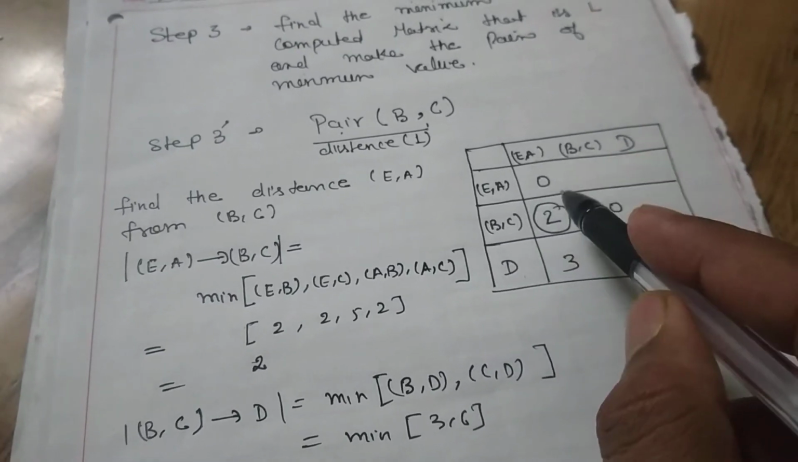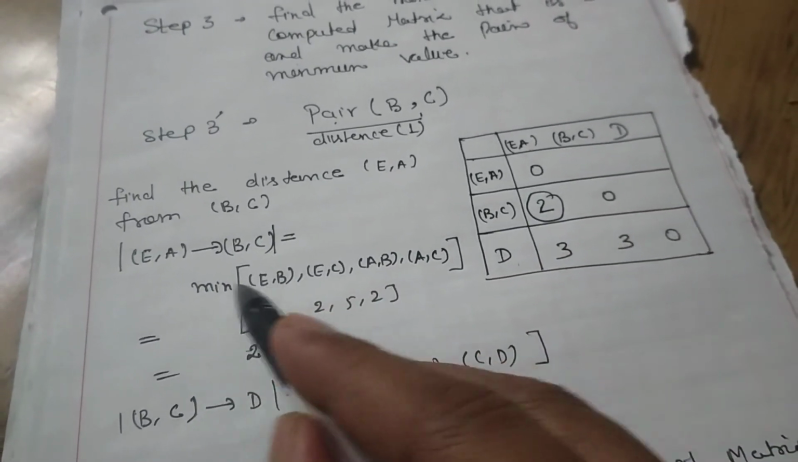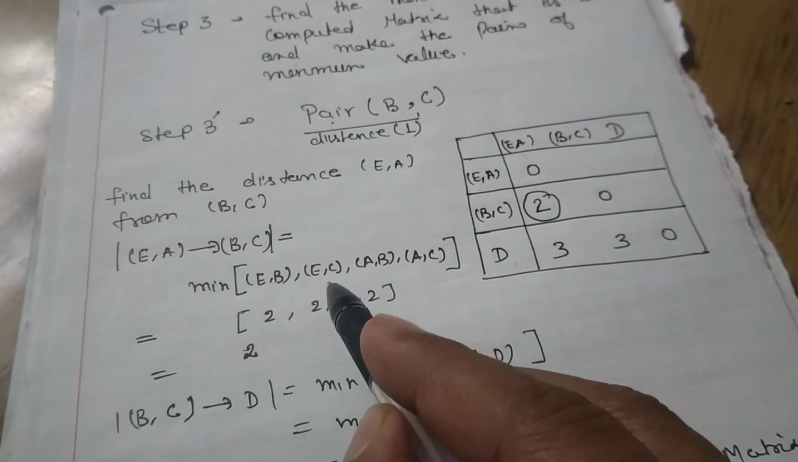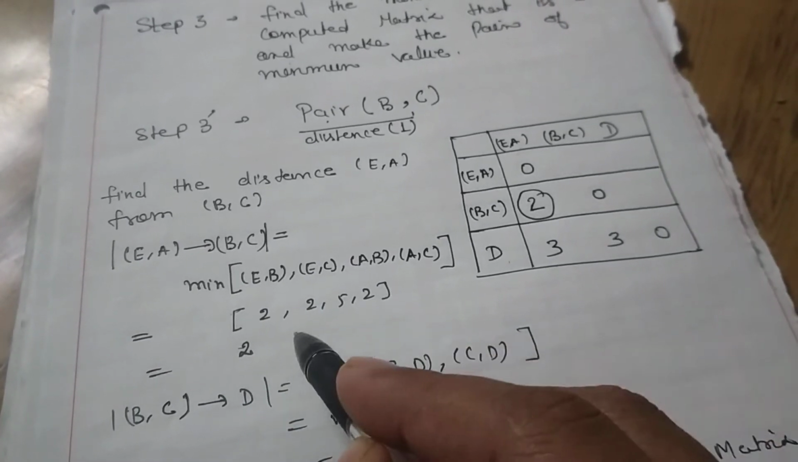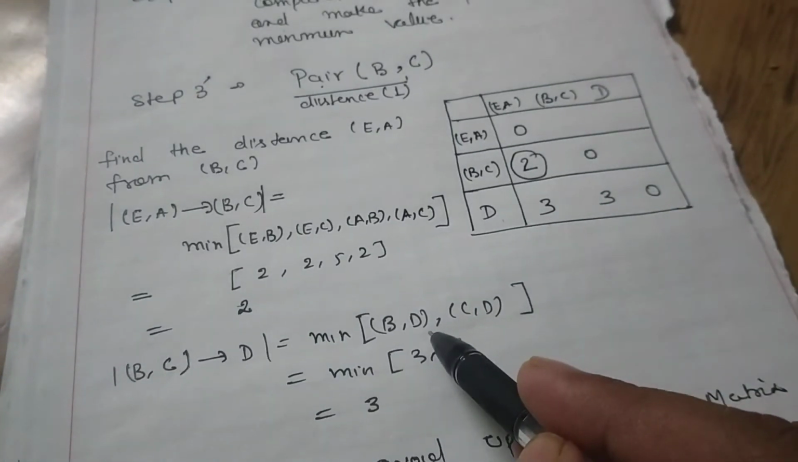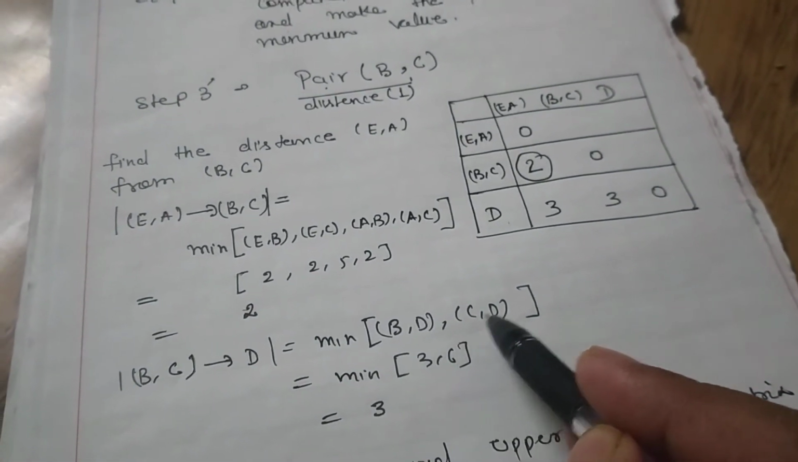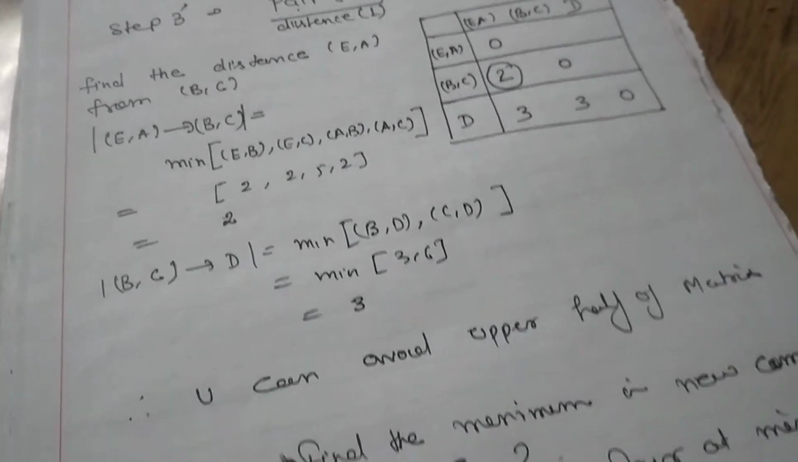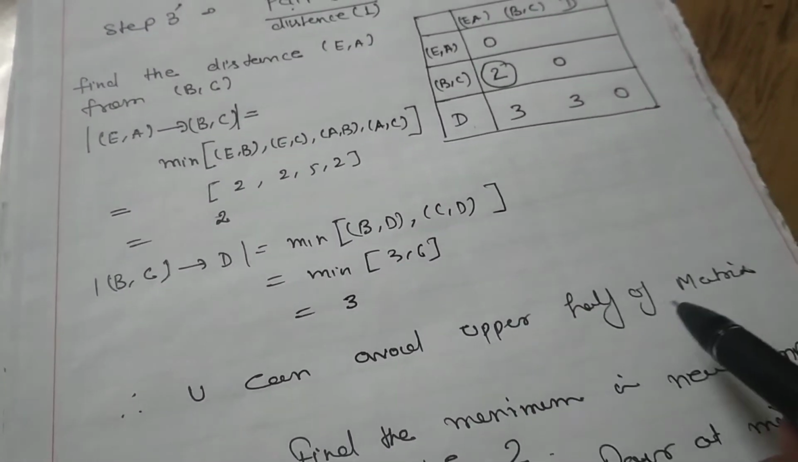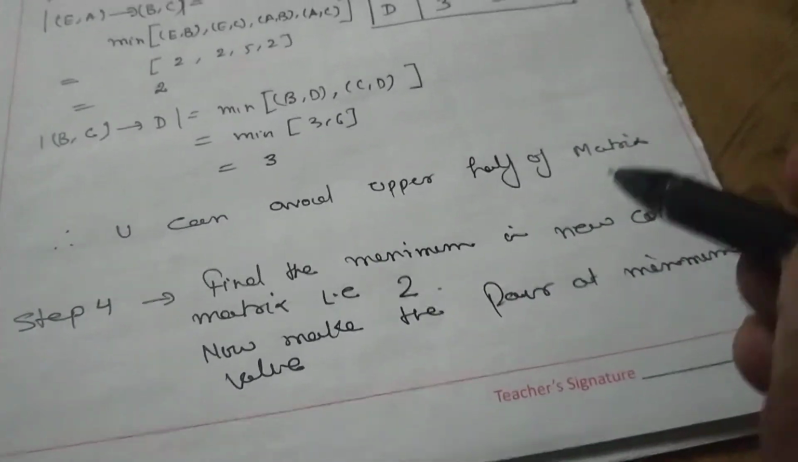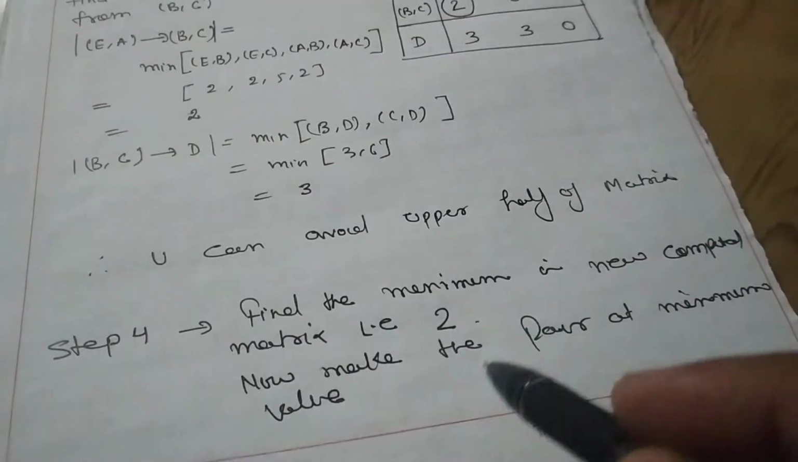BC to EA: how to calculate? Find all the pairs: E comma B, E comma C, A comma B, A comma C. That means 2 comma 2, 5 comma 2, the minimum is 2. BC to D: the minimum of BD and CD is 3. You can avoid the upper half of the matrix. Step 4: find the minimum again and make a pair.